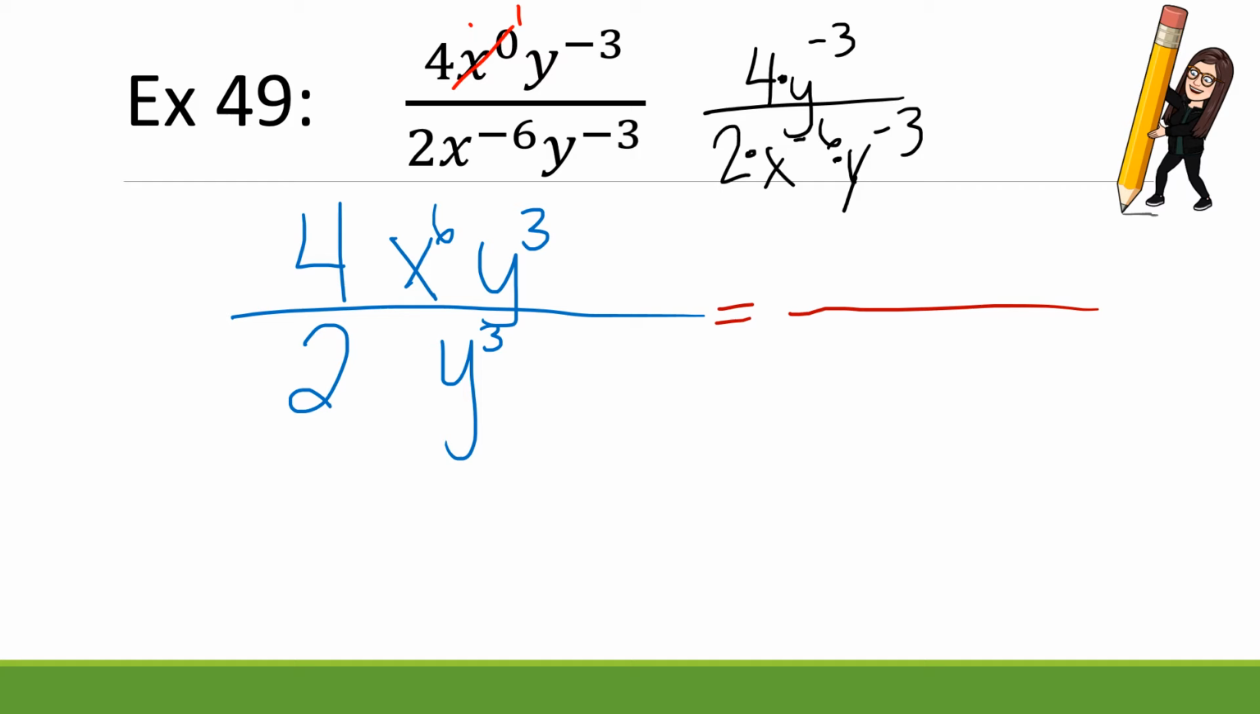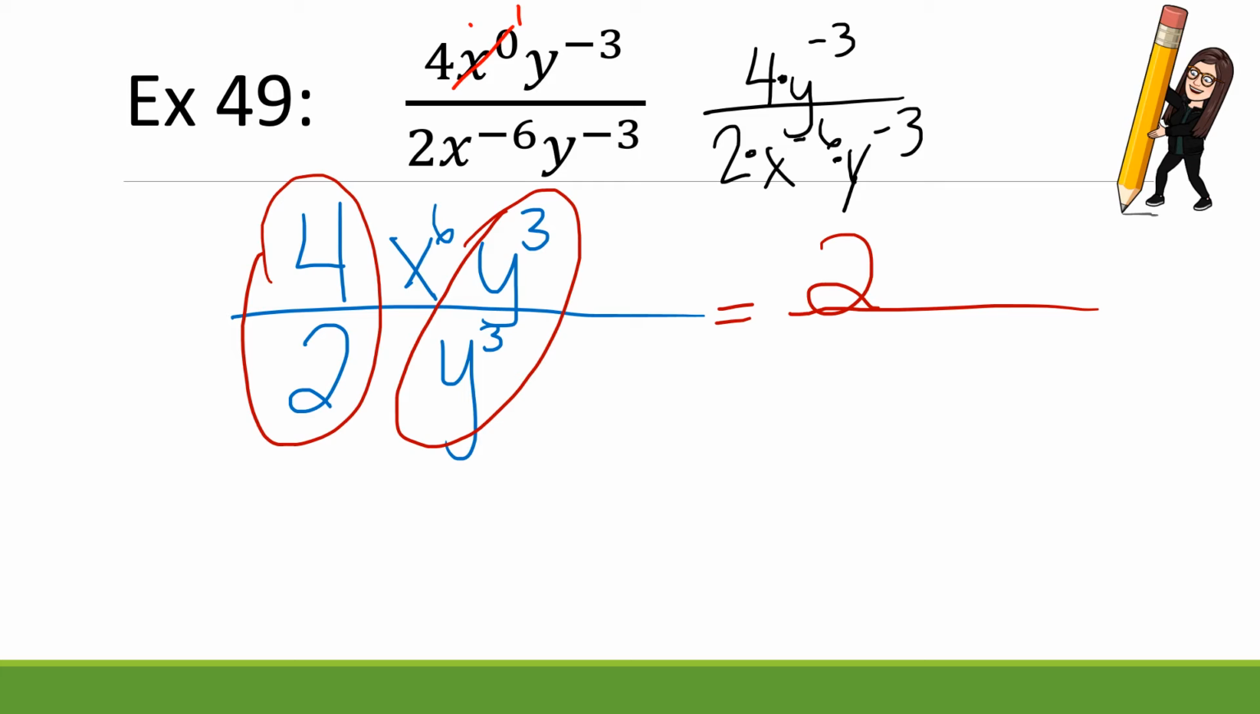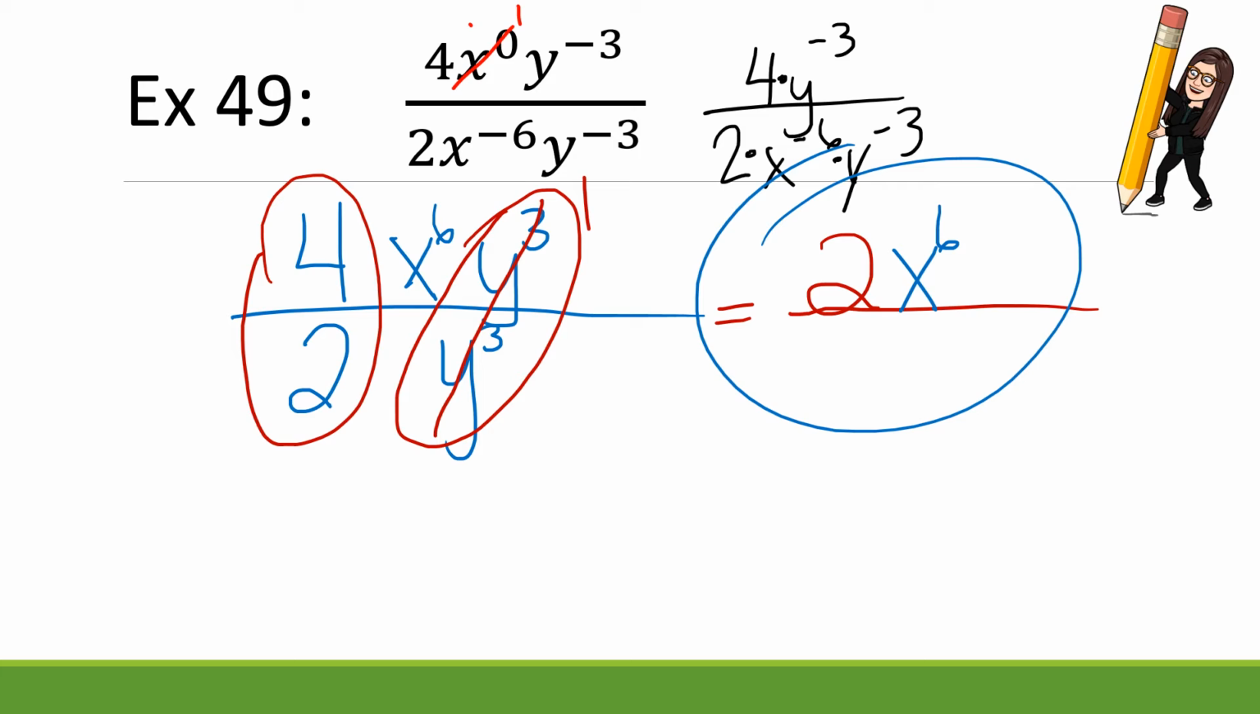Next, let's simplify like pieces. 4 divided by 2 is 2. Y cubed divided by itself. Anything divided by itself is 1. And the x to the 6th doesn't have any other x's, so it stays.